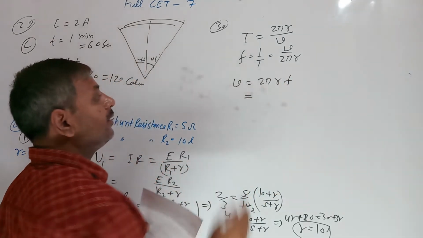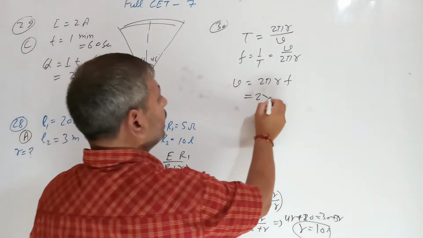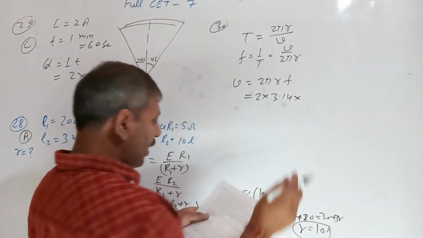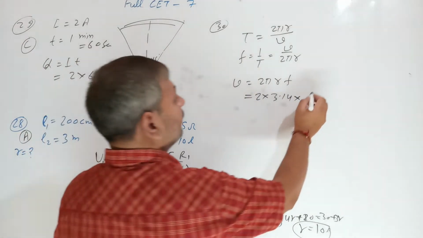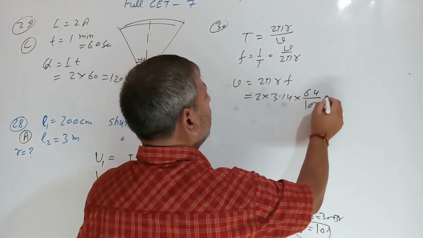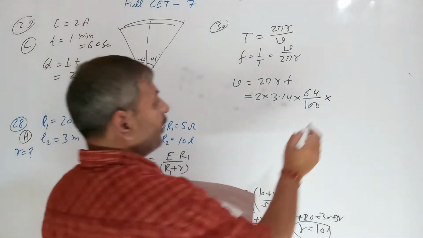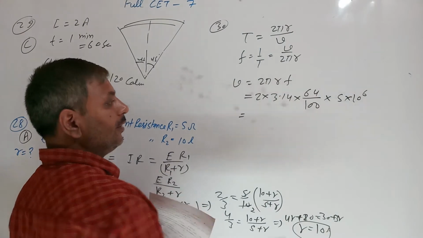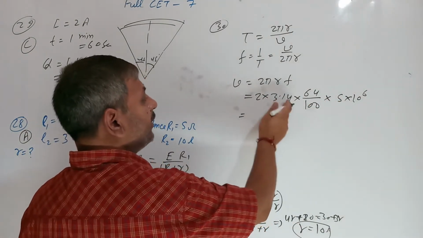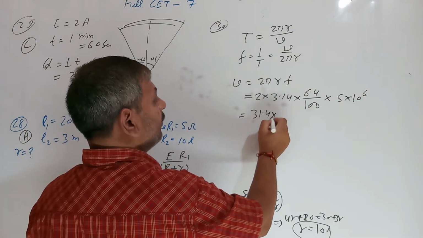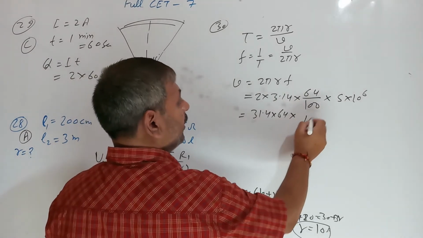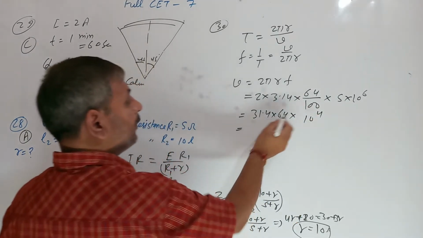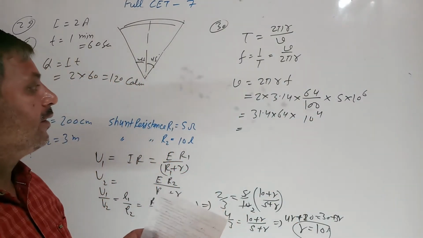So they have given 3.14, r is 64 cm, so 64 upon 100, and frequency 5 into 10 raised to 6. So multiply: 5 2s are 10, so 31.4, 64, 10 raised to 4. Multiply this.